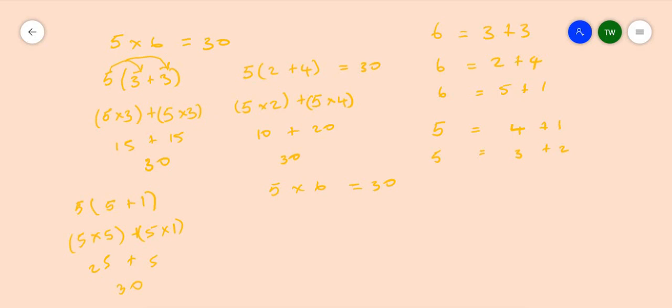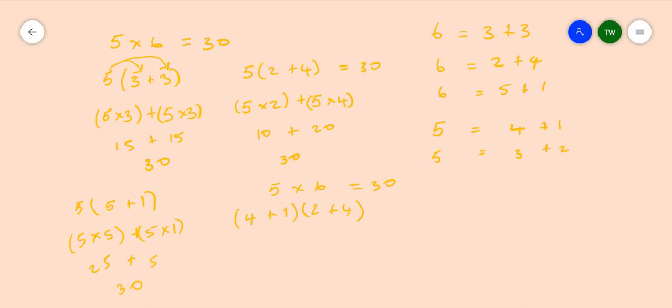So we're going to rewrite 5. 5 is the same thing as 4 plus 1. So we're going to replace this 5 with 4 plus 1, and put that in our bracket. And we're going to rewrite 6. We're going to use 2 plus 4. So 6 is the same thing as 2 plus 4. So we know that when we finish, we should get 30 because this is still 5 times 6.